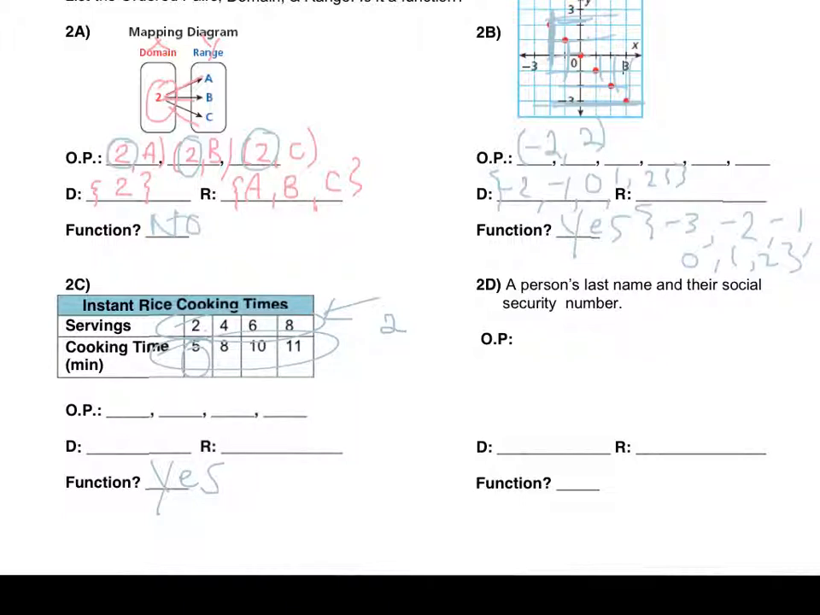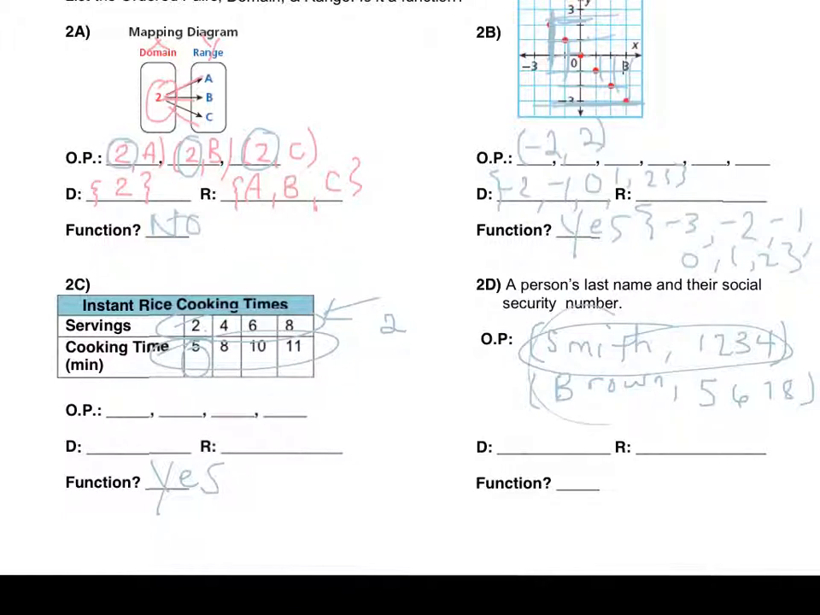Finally, a person's last name and their social security number. As an ordered pair, you could put the last name Smith and then their social security number. Let's do the last 4 digits. You could do a different last name, let's say Brown, and a different last 4 digits of the social security number, maybe 5, 6, 7, 8. So you could list the x values, those for the domain. You could list the y values for the range, and this one would not be a function because there are tons of people with the last name Smith, tons of people with the last name Brown, and there would be repeats.